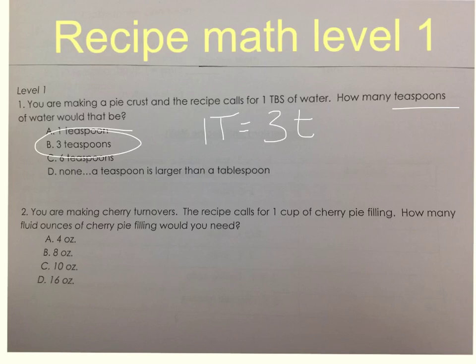You are making cherry turnovers. The recipe calls for 1 cup of cherry pie filling. How many fluid ounces would that be? We know that 1 cup is equal to 8 ounces. This is just liquids. This wouldn't be if you were measuring chocolate chips versus flour. Those are going to have a very different weight to them. So this is only when you're measuring liquids. They can be measured as fluid ounces. So our answer here would be answer B.